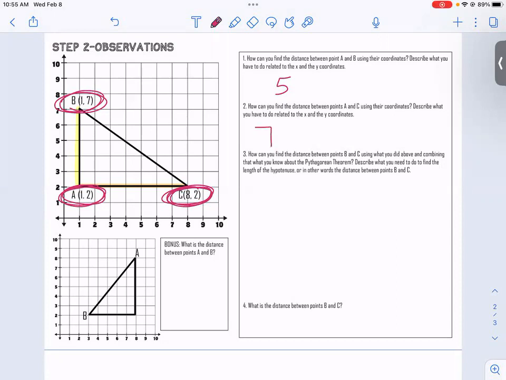7. Okay. Interesting. If I take 8 minus 1. Okay. So now, how could we find this hypotenuse?